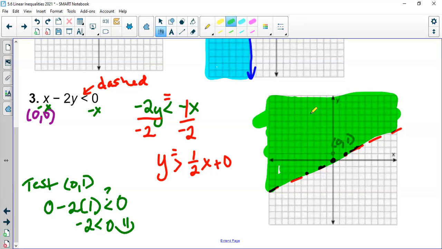And you could pick any other point. Let's say you picked the point 2, 0 right here. You'd get a false statement, and 2, 0 would not make that inequality true, so you'd know to shade above.